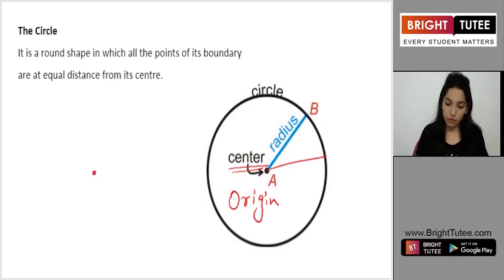So it's like we first make the center point. Say I have made the center point A, and at a fixed distance, say 5 centimeters, I am drawing certain points.